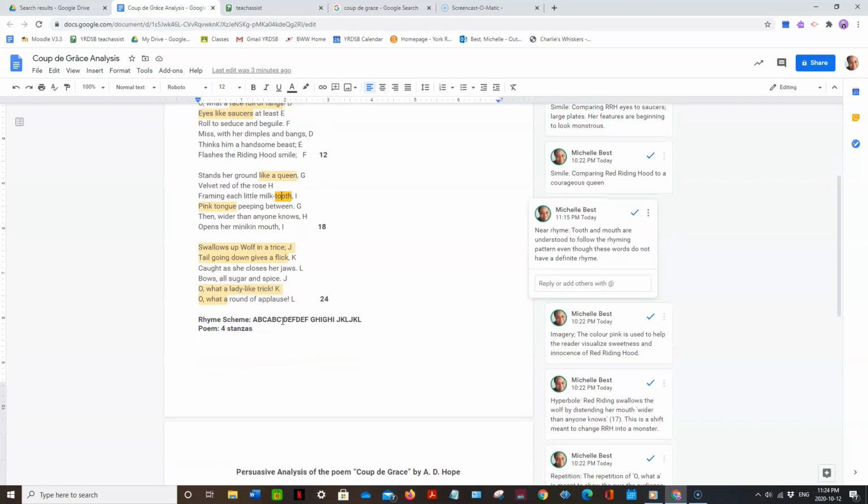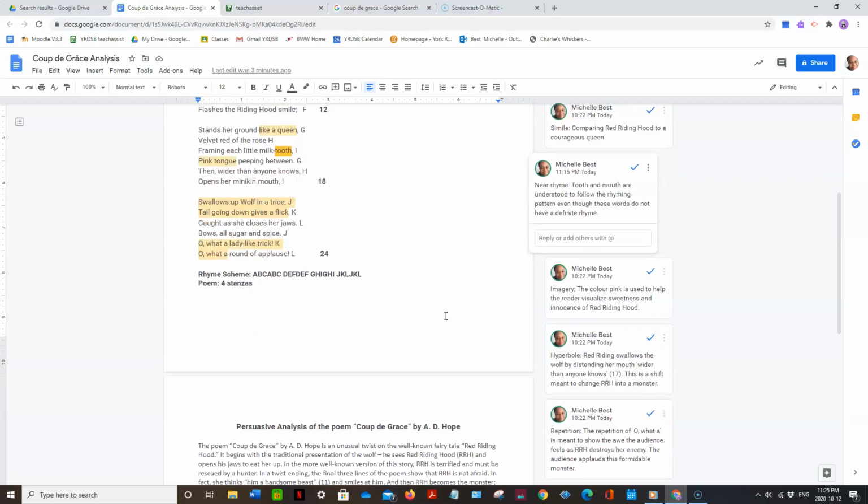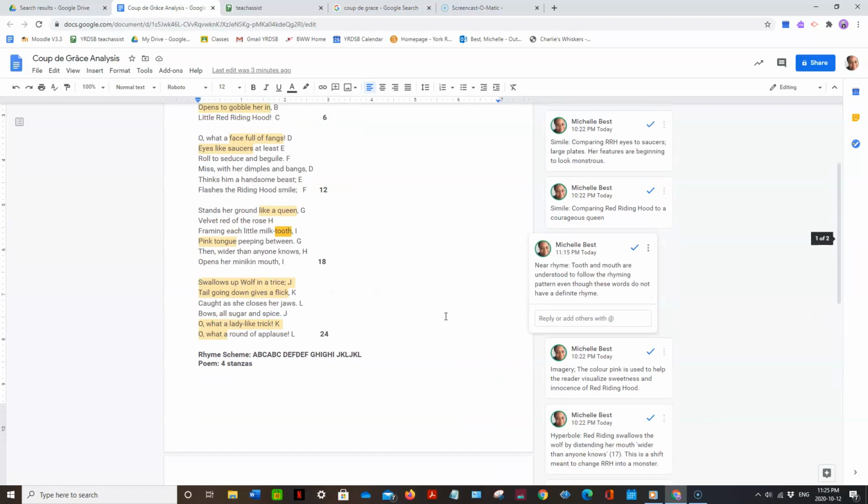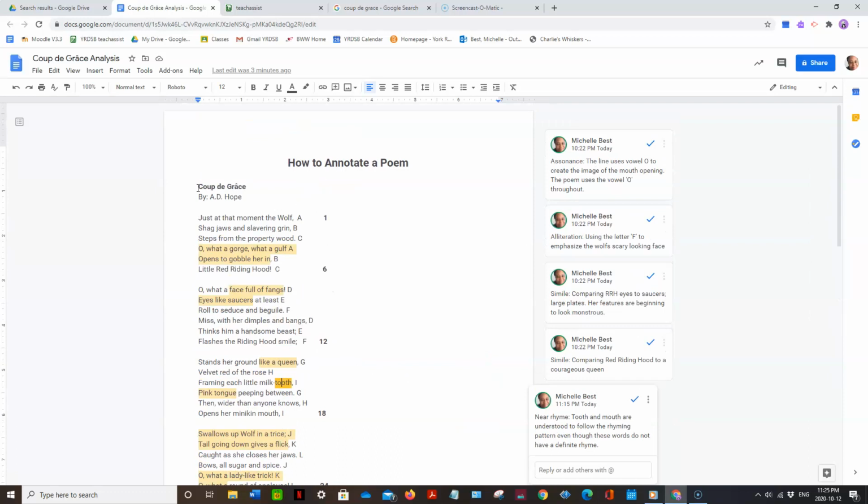And then at the bottom you would indicate the rhyme scheme. Again, if it's a very long poem, you usually do 1 to 2, at the most 3 stanzas, and then the rest you would say follows a repeating rhyme pattern. And then you're going to get into the title. I forgot to mention the title, Coup de Grace.